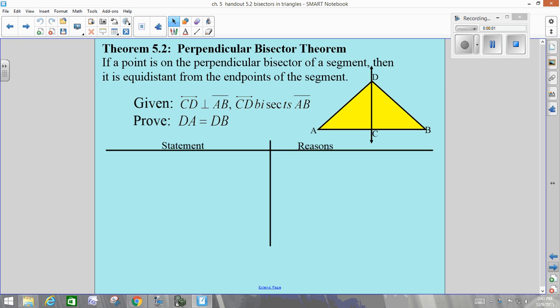So the first theorem, theorem 5.2, the perpendicular bisector theorem, says that if a point is on the perpendicular bisector of a segment, then it's equidistant from the endpoints of the segment. Any idea what equidistance means? Exactly, equal distance. Okay, cool.